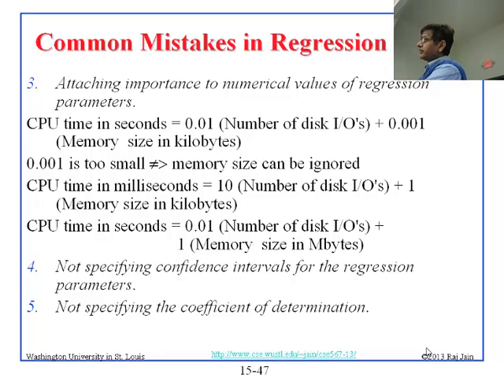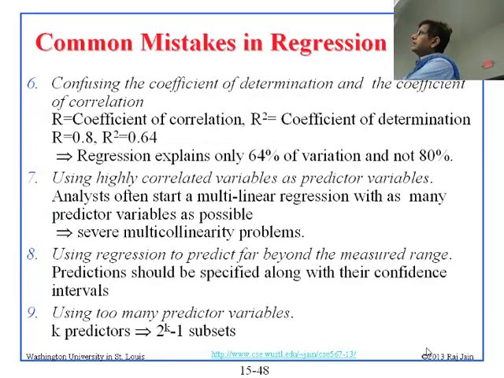Not specifying confidence interval for the parameters, most people don't, and they don't realize that this is as random as any of the means and other things. Not specifying the coefficient of determination, all right, that is the R square. Confusing the coefficient of correlation with the coefficient of determination. Coefficient of correlation is R and coefficient of determination is R squared. So there's the relationship, and people might misuse one for the other. R square is what gives you the percentage of variation. R gives you the correlation.